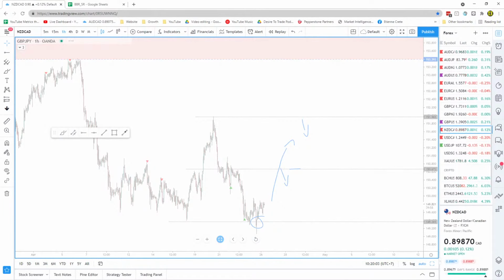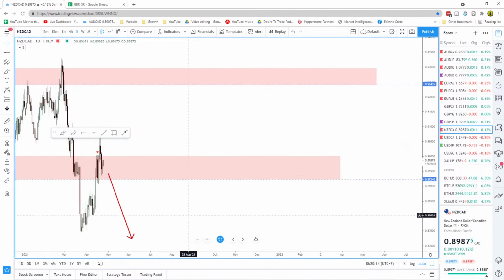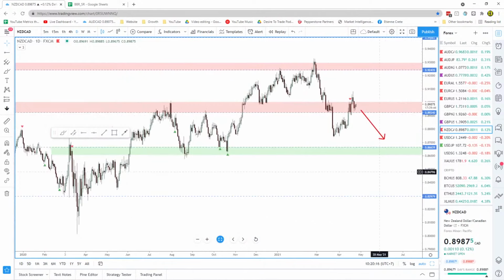Now NZD CAD. Let me just go back on my normal time frame. All right, this pair is hitting a resistance area as well, over here, the 89 level or so. And we look for bear trades here, same principle as the other pairs before.